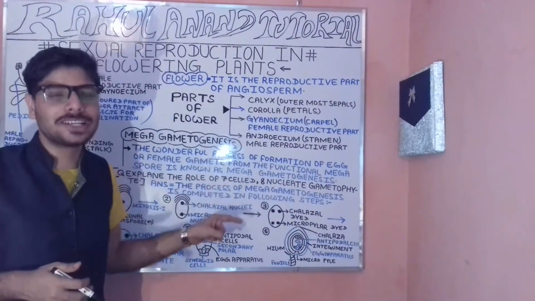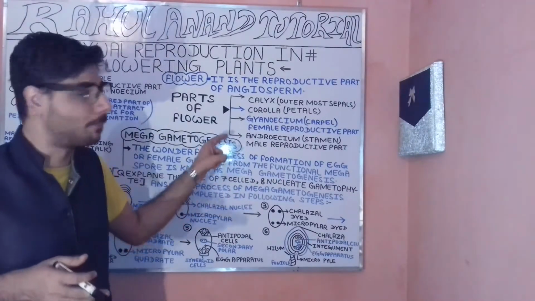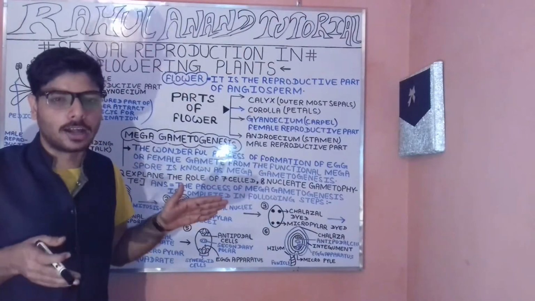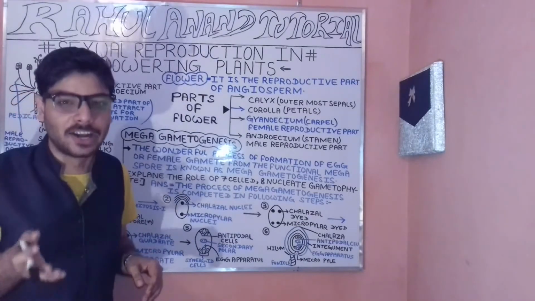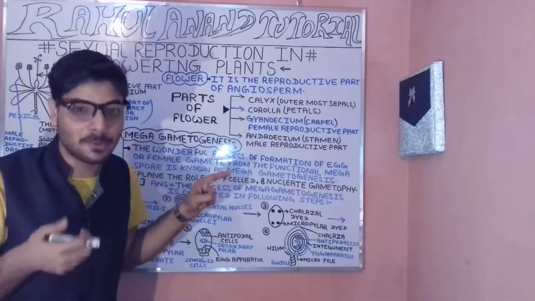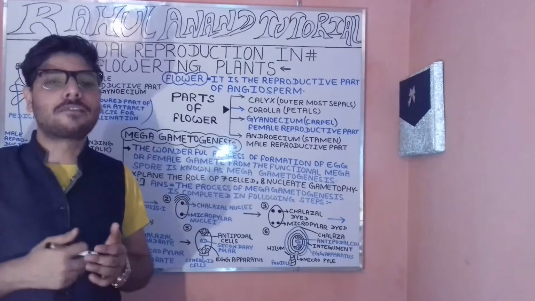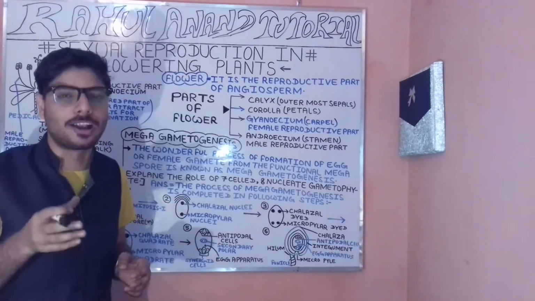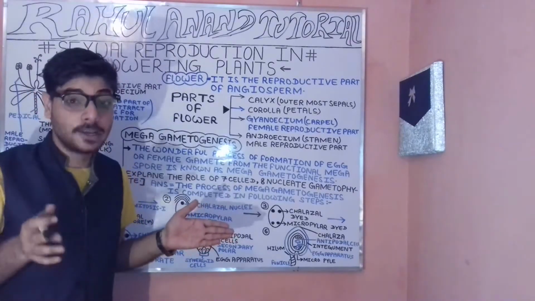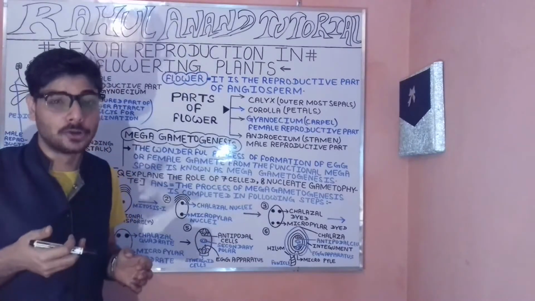Now let's discover the different parts of the flower. You can find them here on the board: the calyx, corolla, androecium, and gynoecium. The calyx corresponds to the sepals. After that, the corolla corresponds to the petals. In the third whorl you have the androecium, then the gynoecium.